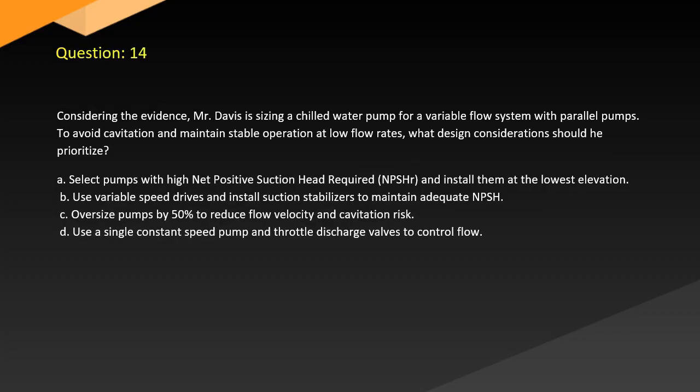Question 14. Considering the design of Davis's chilled water pump for a variable flow system with parallel pumps, to avoid cavitation and maintain stable operation at low flow rates, what design considerations should he prioritize? A. Select pumps with high net positive suction head required (NPSHR) and install them at the lowest elevation. B. Use variable speed drives and install suction stabilizers to maintain adequate NPSH. C. Oversize pumps by 50% to reduce flow velocity and cavitation risk. D. Use a single constant speed pump and throttle discharge valves to control flow.